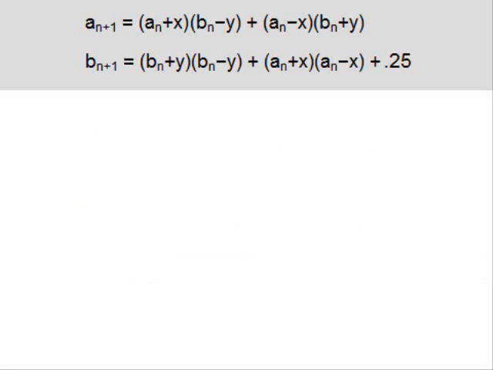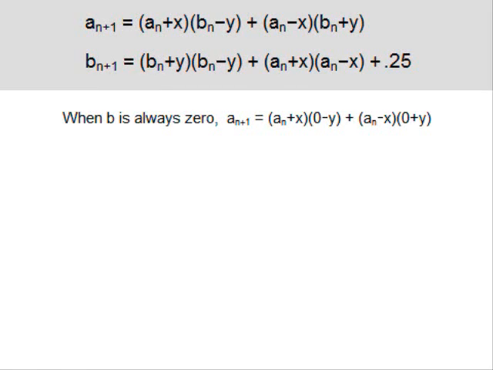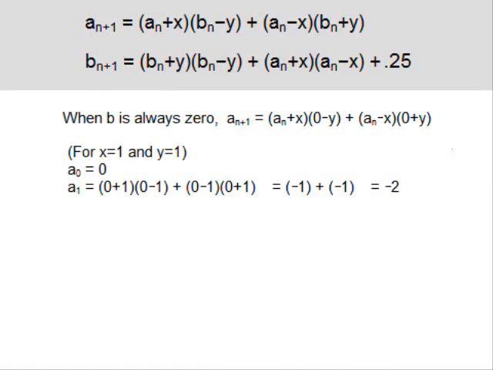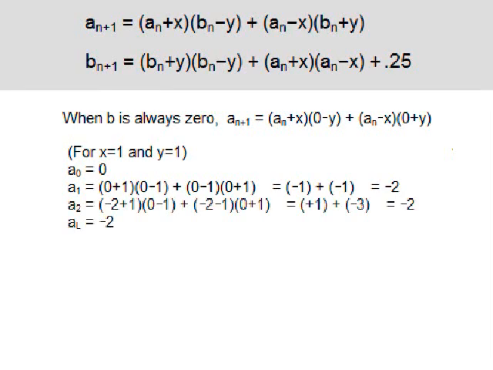First, we will see how system A evolves alone when B is always zero. How variable A evolves depends on x and y, so we will try different combinations of x and y. We will start with x equals 1 and y equals 1, and can see that during step number 1, variable A changes from its starting value of 0 to its ending value of minus 2. System A then stays at minus 2, regardless of the number of steps n.